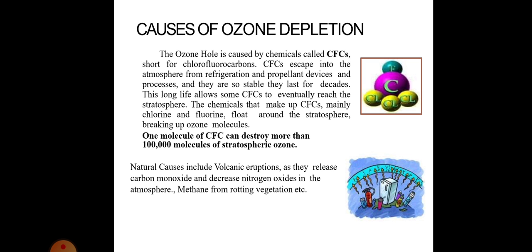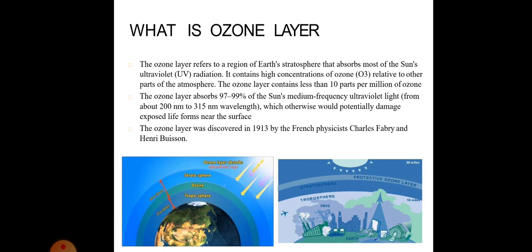So again, this is just a depiction of what exactly an ozone layer is. Like I told you, it refers to a layer or region of the Earth's atmosphere that absorbs most of the sun's ultraviolet radiation, and it also contains high concentrations of ozone compared to any other part of the atmosphere.